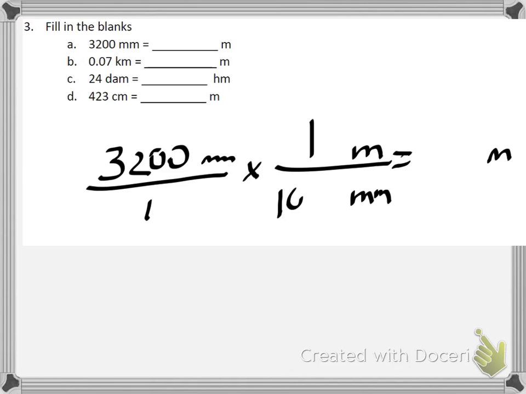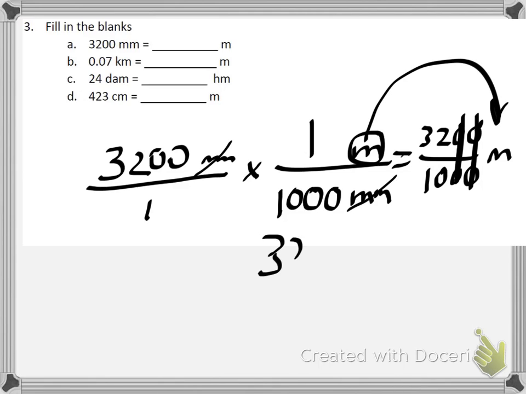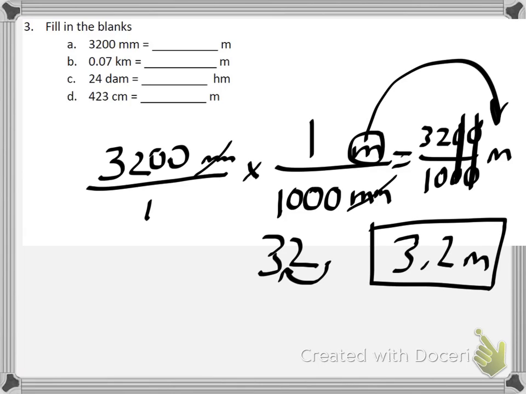Meter is larger. There are 1,000 millimeters. So we can go ahead and cancel the millimeters, and we get 3,200 over 1,000. We can actually cancel the zeros. Once again, this went to our answer. So 32 divided by 10, decimal point always goes at the end, is going to be 3.2 meters for our answer.